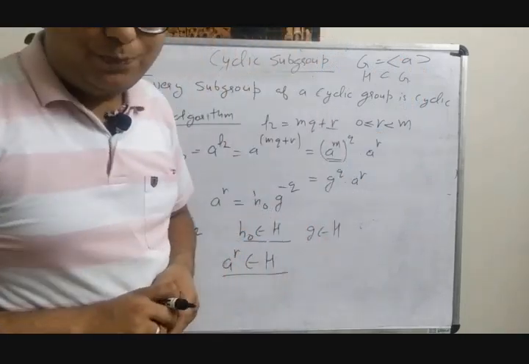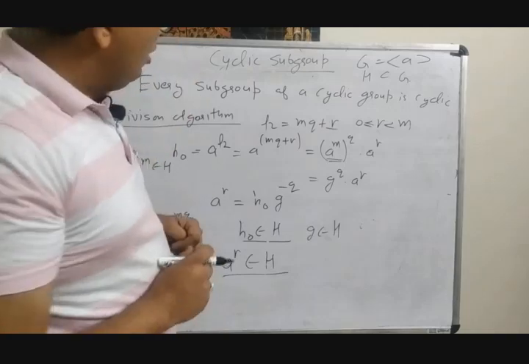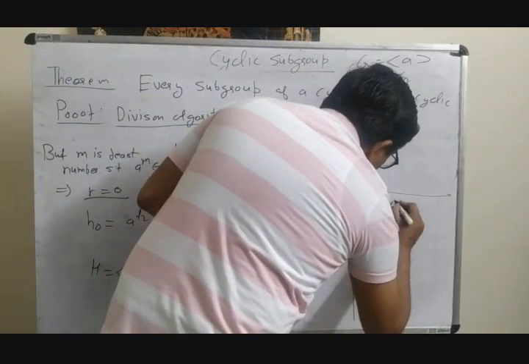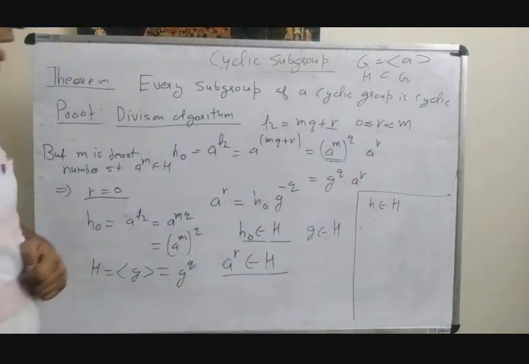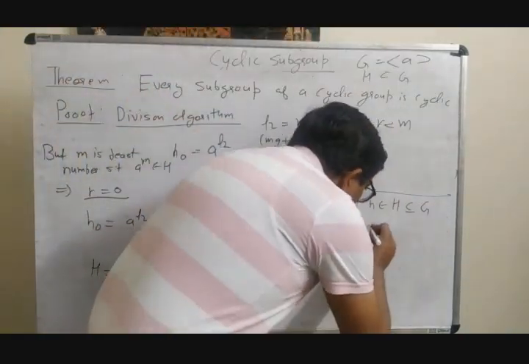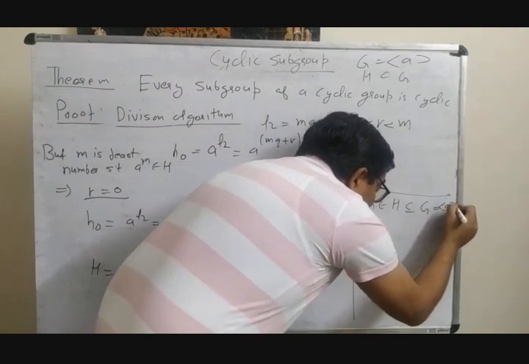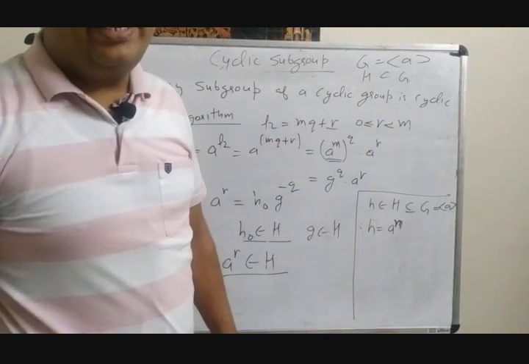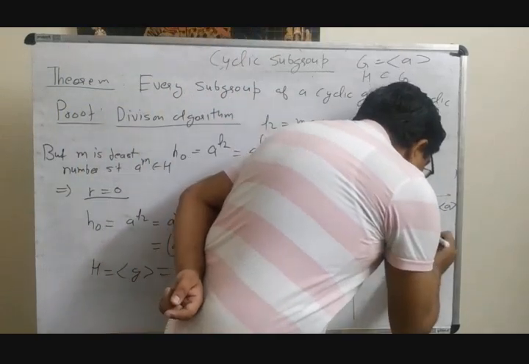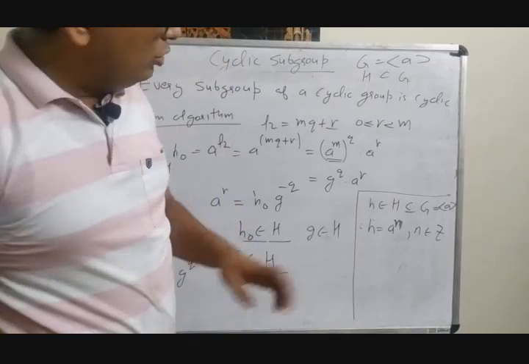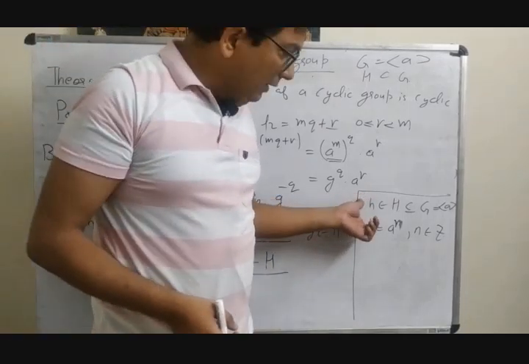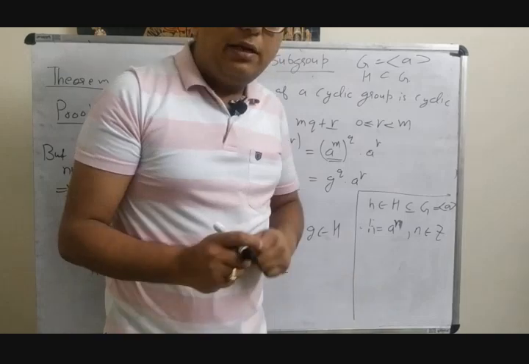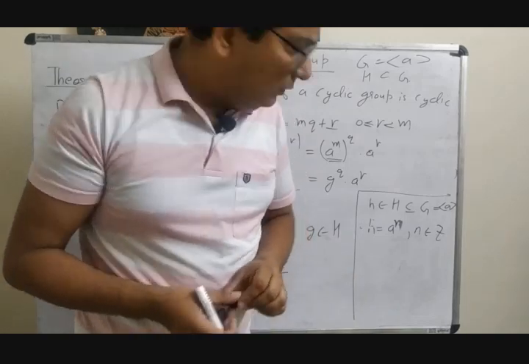So the first thing we have done, we take a certain h belonging to H. And we know that this H is a subset of G, and G is generated by A. So what can we do? We can write h equal to A raised to power N, and here N belongs to Z. So from here we conclude that the elements of capital H can be written in terms of the powers of A.